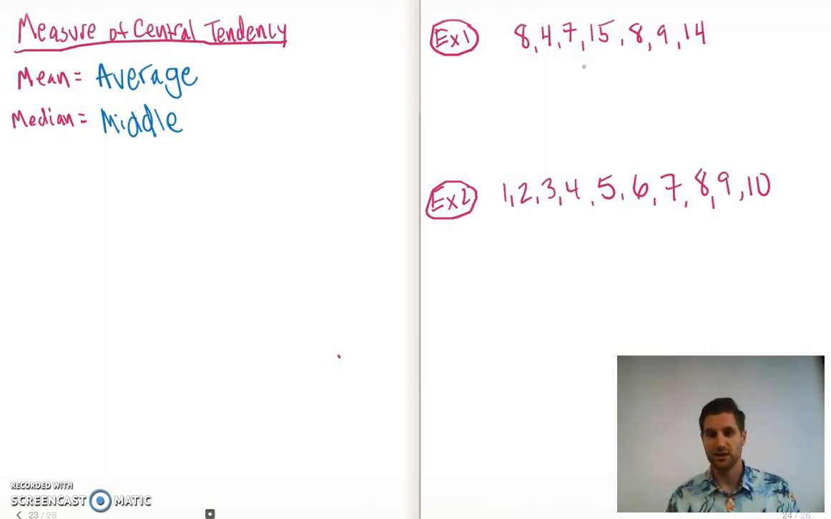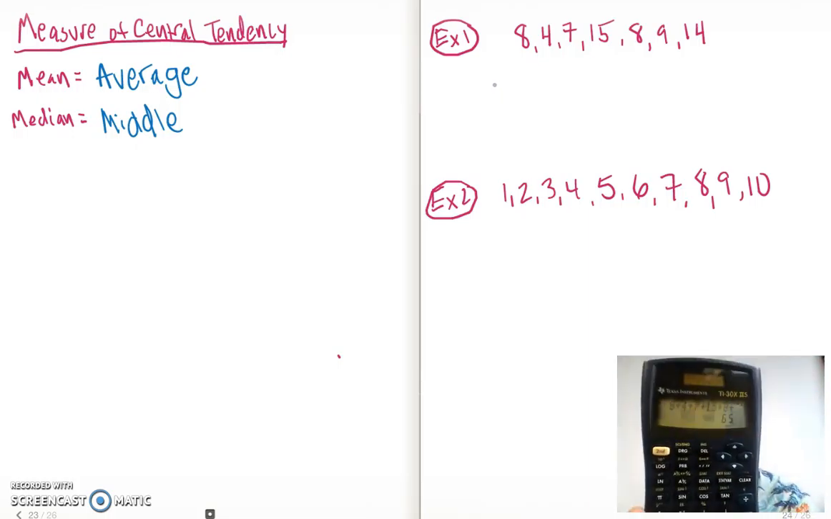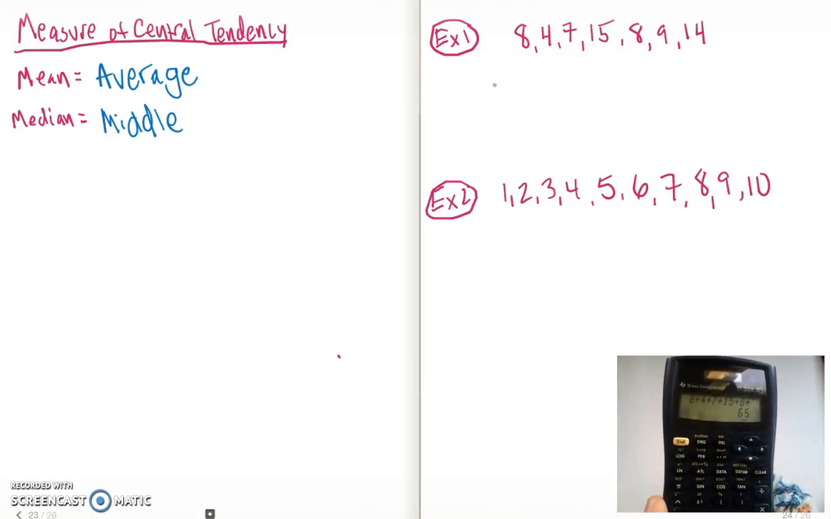Okay, so let's take a look at two examples. We have this data set and we want to find the average. The best thing we could do is to use a calculator. So if you have a calculator, please bring your calculator to class because this is going to be really helpful for us. I'm going to add up all these numbers. You're going to have to take my word for it because I'm doing the calculating off the screen, but I'm doing 8 plus 4 plus 7 plus 15 plus 8 plus 9 plus 14. I add all those up together, and I get 65.